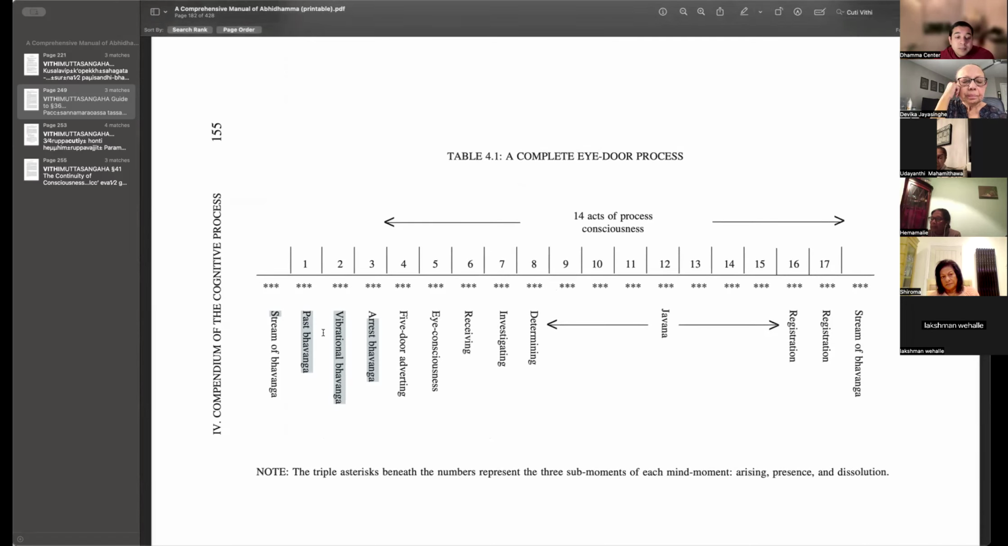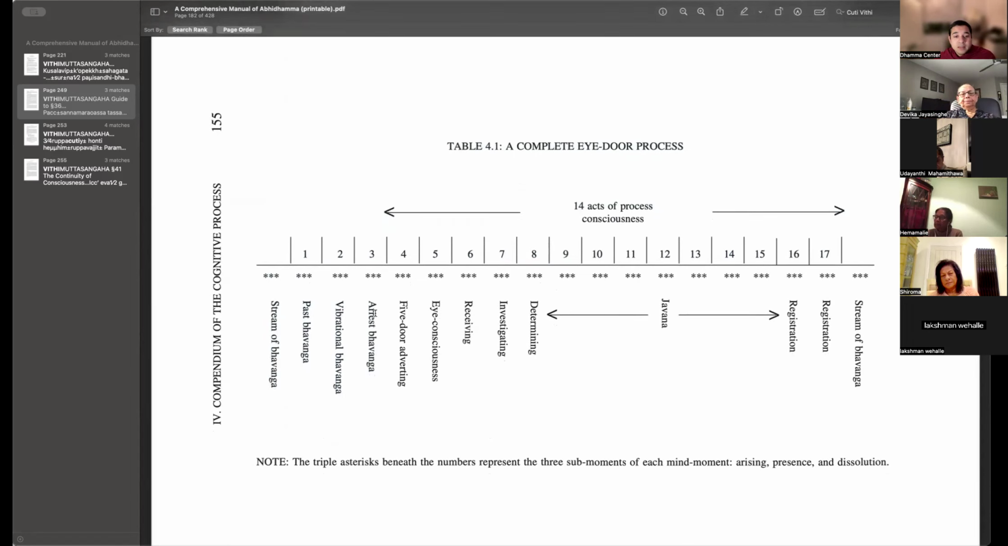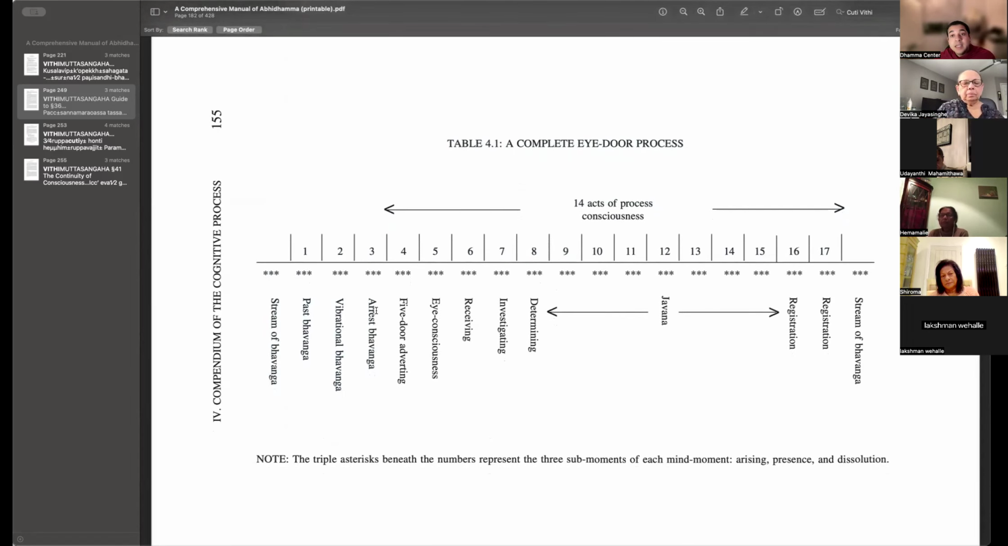So this bhavanga will arise before any process, mind or physical. This bhavanga will arise, meaning before a sense door process or mind door process. Is that clear, everyone? Hearing, smelling, tasting, feeling, touch is all number 5, eye consciousness, during the moment of the eye consciousness. Is that clear, everyone?